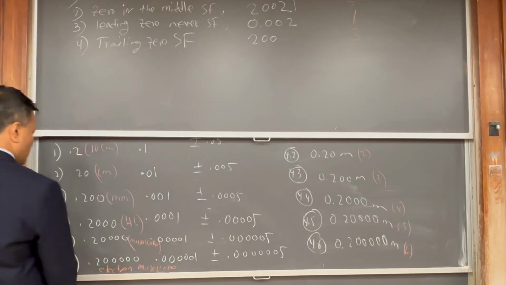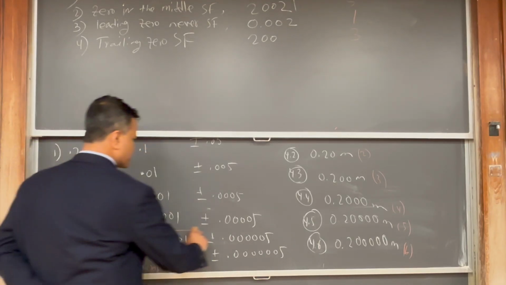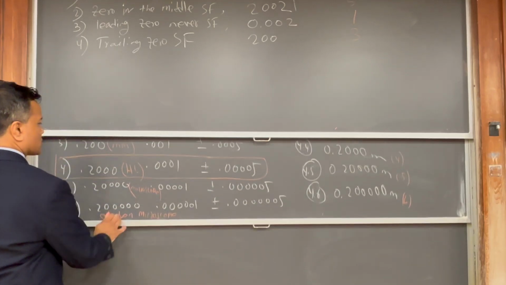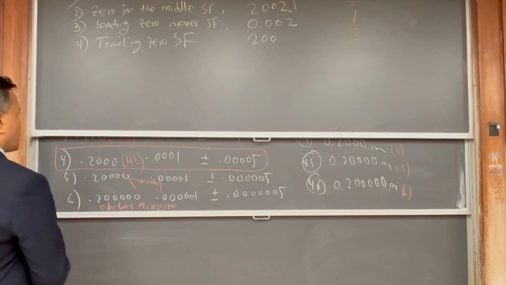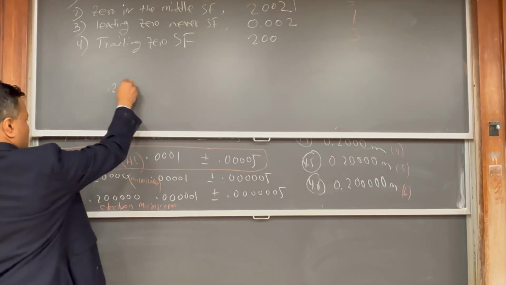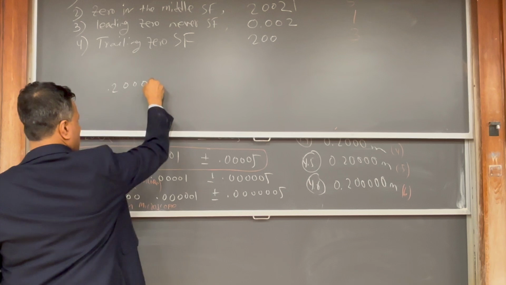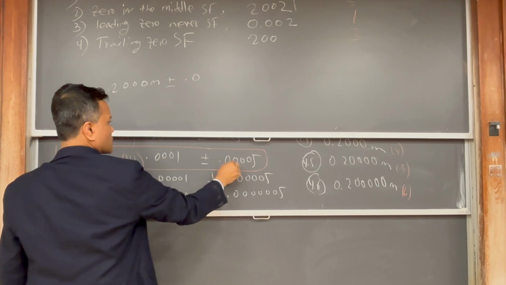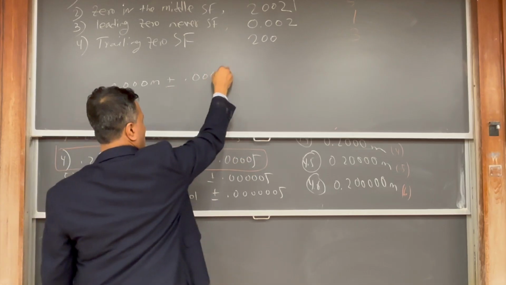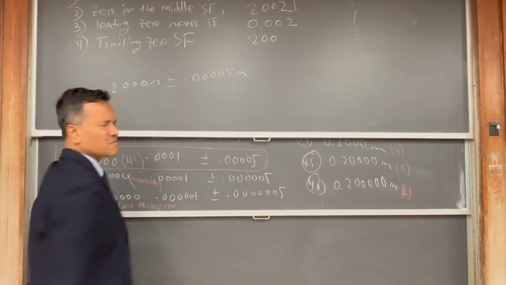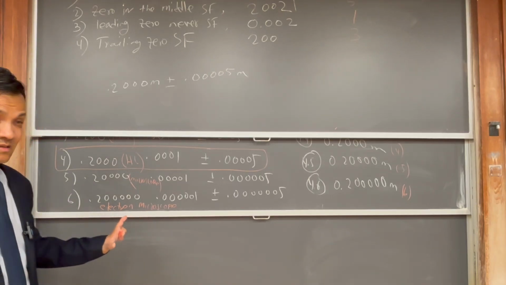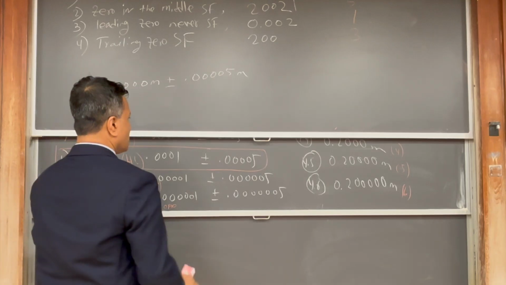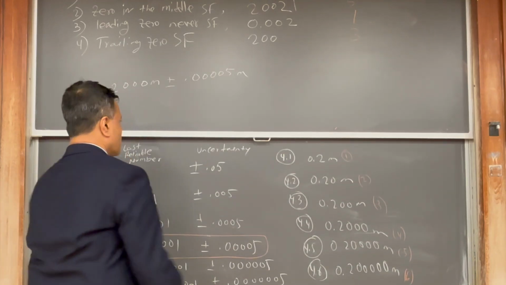Okay, so now this is the one we care about. This is the one you have to write on the lab report. How are you going to write it? You're going to write 0.200000 meter plus minus 0.0000005 meter. That's it. Good. I'm going to give you one more example similar to this one.